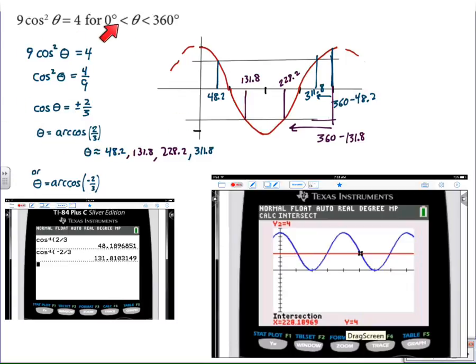But if I needed a quick answer and I wasn't concerned about theory, then all I would do is graph y equals 9 cosine squared of theta, make sure that I'm in degree mode, and I type in y equals 4. Here's the red line for y equals 4, and then 1, 2, 3, 4 solutions. Here I found the third one, which is 228.18, which is one of my 4 solutions. I wouldn't be surprised if finding the other 3 were the same.